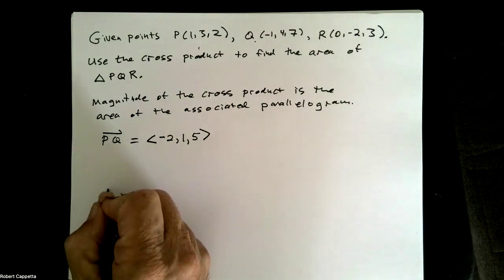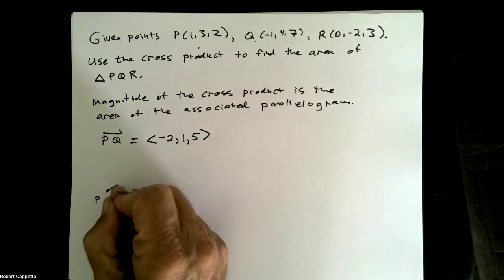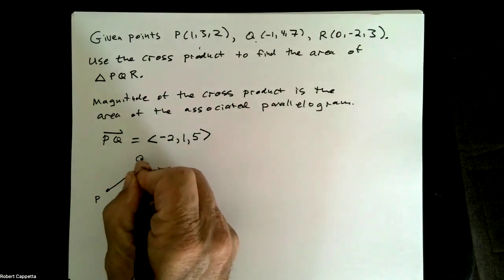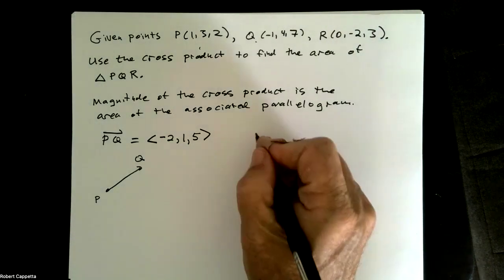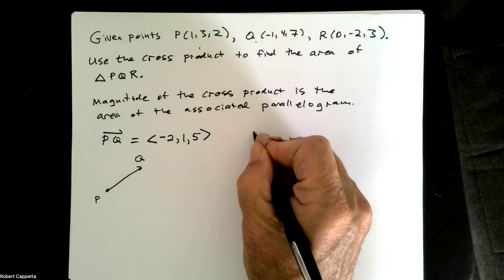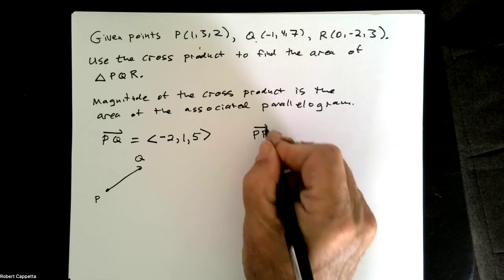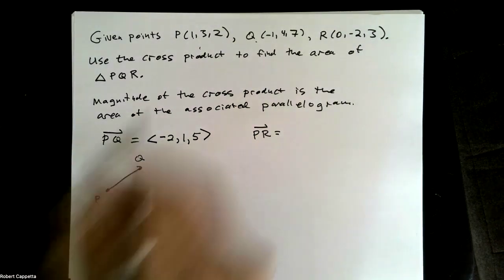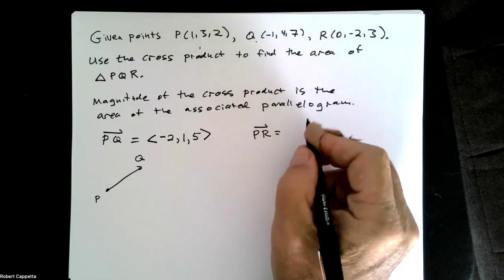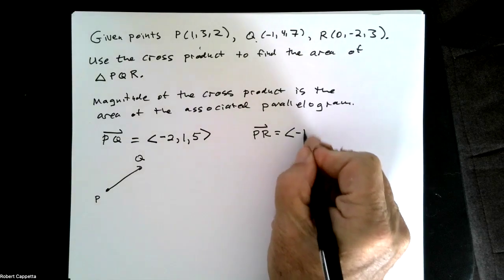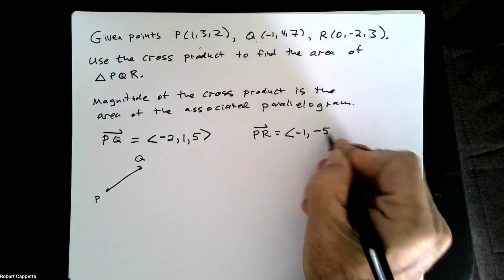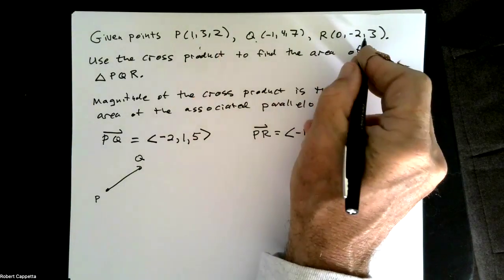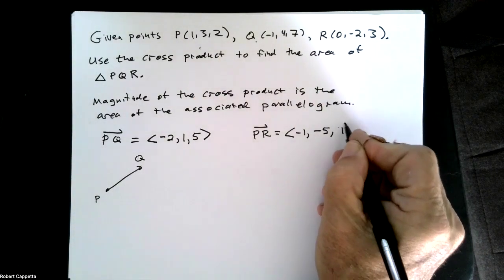So we're going to perceive it this way. Here's P. Here's Q. Of course, this is actually in three space. And I also want to construct a vector PR. So what is that vector? From P to R, from 1 to 0 in the x direction is going down 1. From 3 to -2 is going down 5. And from 2 to 3 is going up 1.